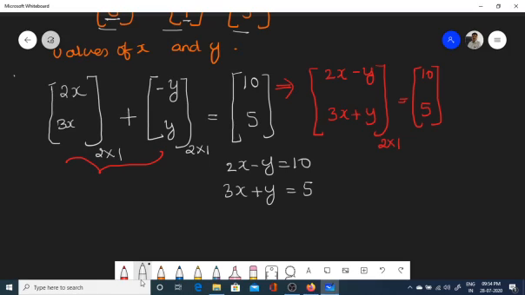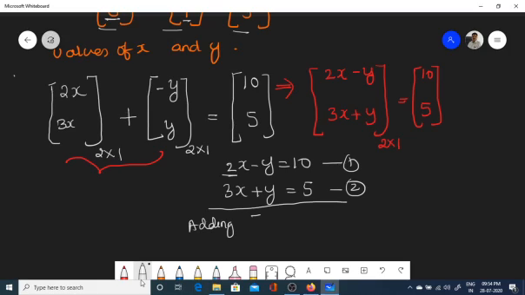Again we can find out x here. These are simultaneous equations 1 and 2. So just by adding, because we have plus y and minus y, 2x added with 3x will become 5x, and minus y plus y will become 0, and 10 plus 5 will become 15. So 5x is equal to 15, then x is equal to 15 by 5, and that is equal to 3.